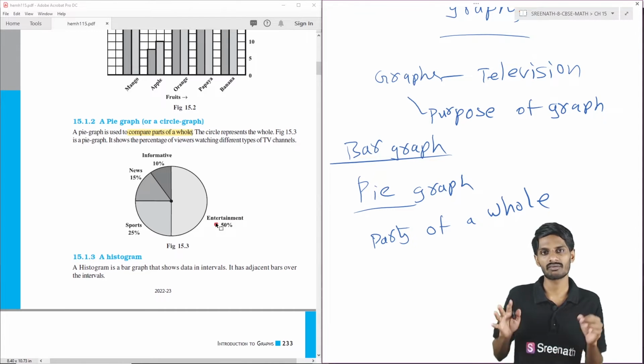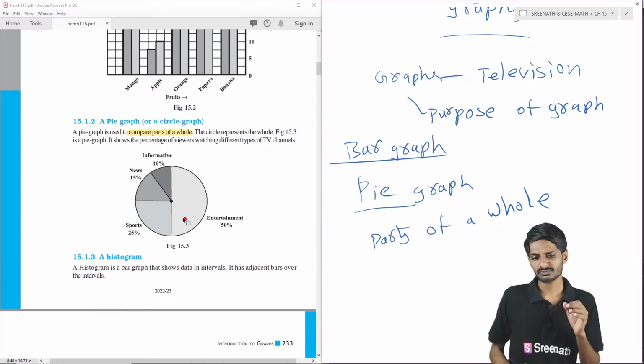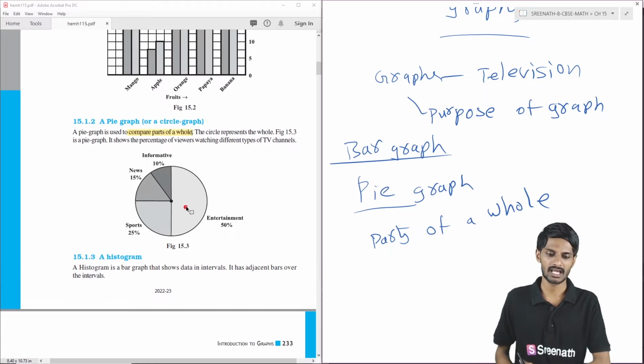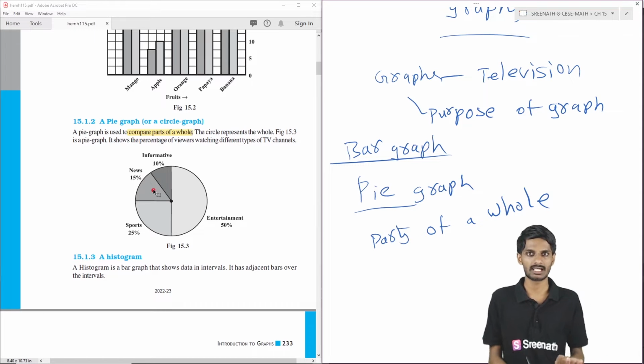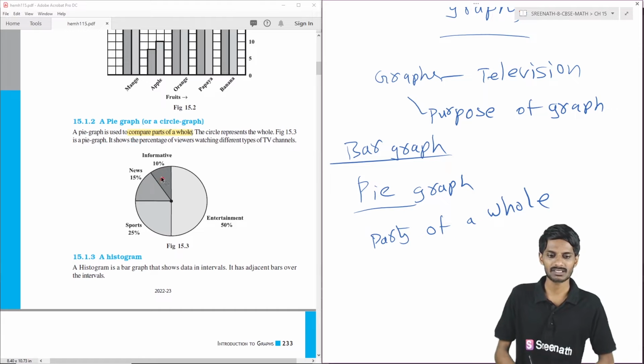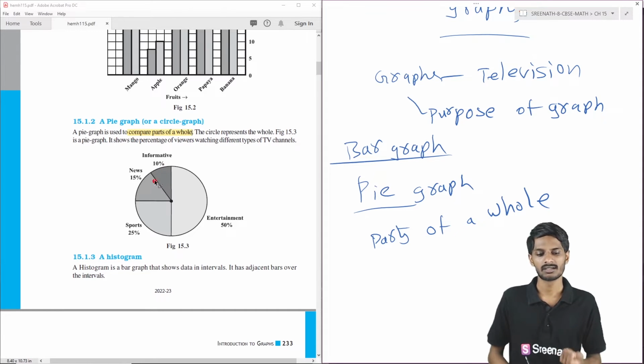Okay students, so out of the 100%, 50% of viewers are watching entertainment channels, 25% are watching sports channels, 15% are watching news channels, and 10% of the viewers are watching informative channels, students. This information is written in the form of a circular graph. So it is the pie graph, students.